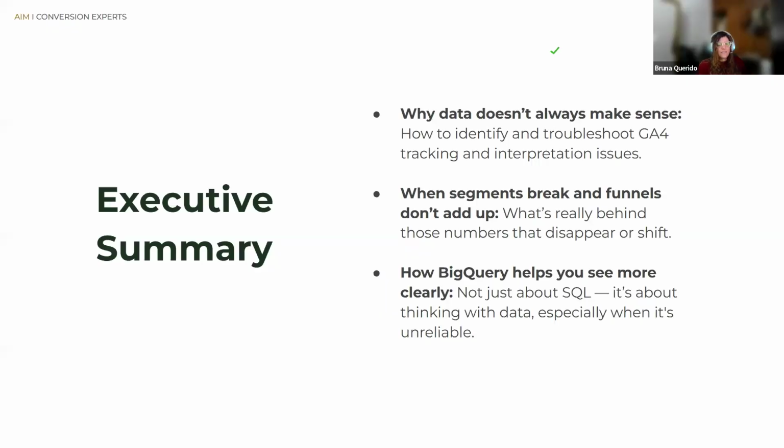So the executive summary for this webinar will be in 3 general topics. The first one is why data doesn't always make sense. So I will show how to identify and troubleshoot GA4 tracking and interpretation issues. The second topic is when segments break and funnels don't add up. So what's really behind those numbers that disappear or shift? And the third topic is how BigQuery helps you see more clearly. Not just about SQL, it's about thinking with data, especially when it's unreliable.